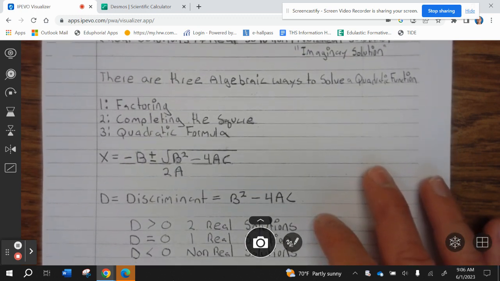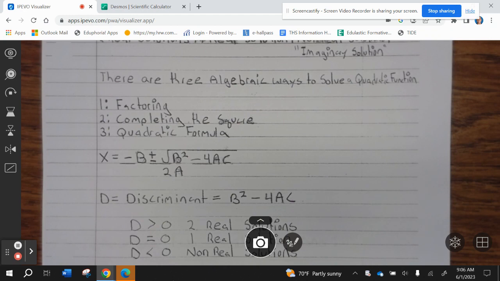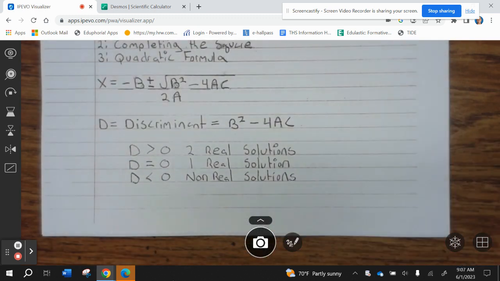There are three algebraic ways to solve a quadratic function. 1, factoring. 2, completing the square. 3, quadratic formula, which is x equals negative b plus or minus square root of b squared minus 4ac divided by 2a. Now the discriminant is b squared minus 4ac, and it tells us how many solutions there are. When d is greater than 0, it's two real solutions. When d is equal to 0, it's one real solution. And when d is less than 0, it's non-real solutions.